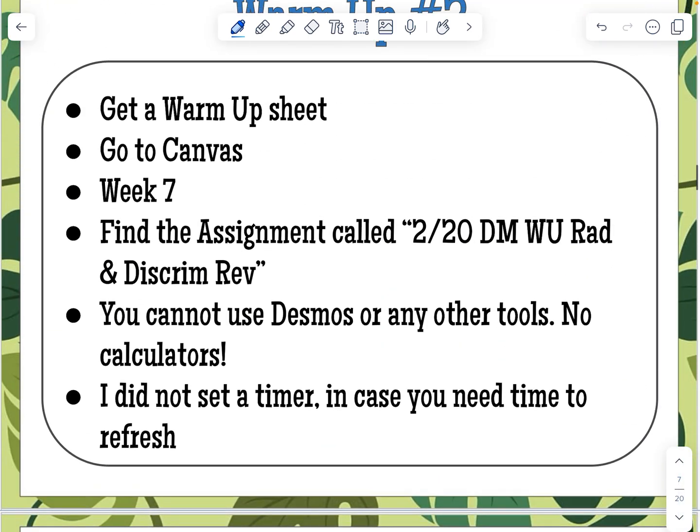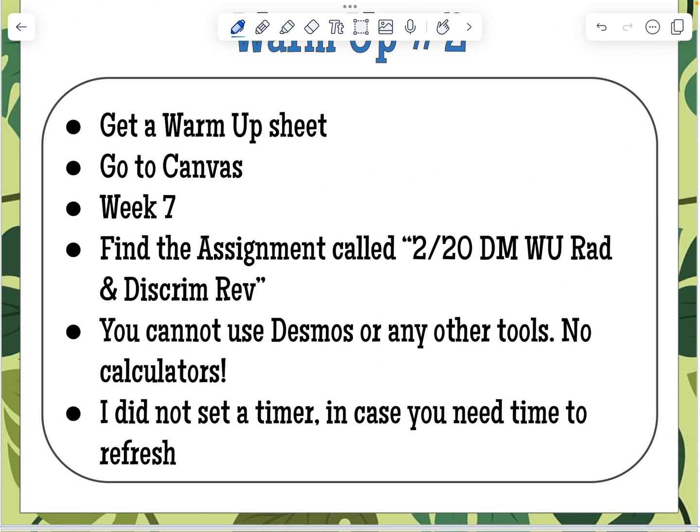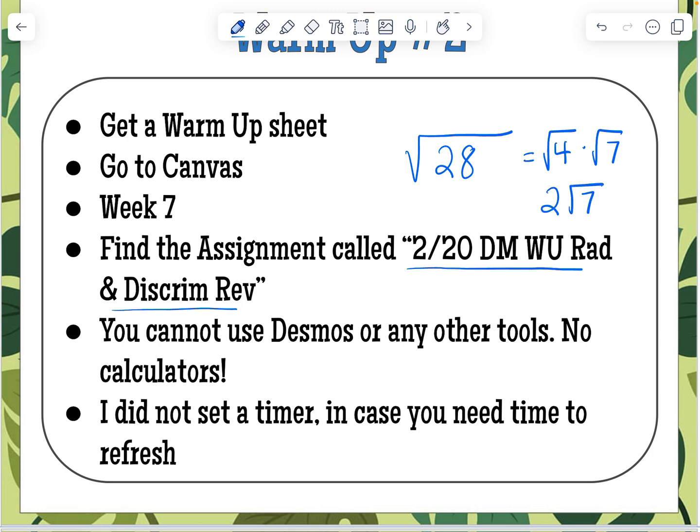So obviously you can't get a warm-up sheet, but get a piece of lined paper and you're going to go to Canvas. You're going to find week 7 and find this assignment titled 220 Delta Math Warm-Up for radicals and discriminant review. So radicals, so basically simplifying radicals. If you have something like the square root of 28, that can be simplified to the square root of 4 times the square root of 7, which is 2 square root of 7. So we need to practice that because we're going to see that a lot in the very near future.